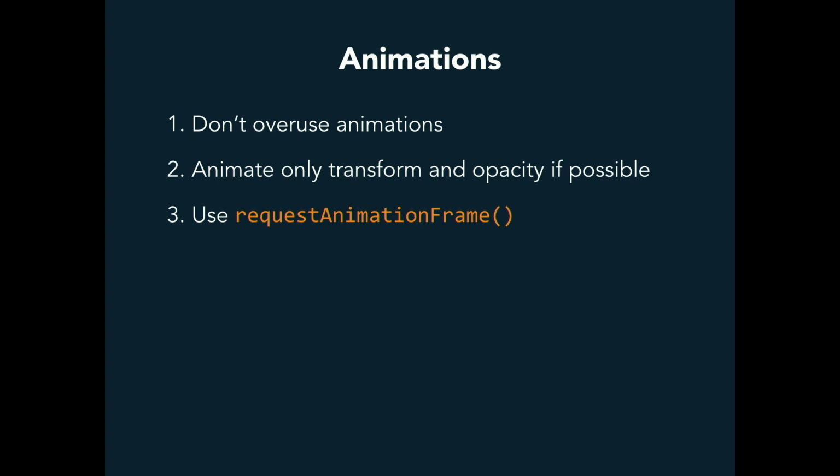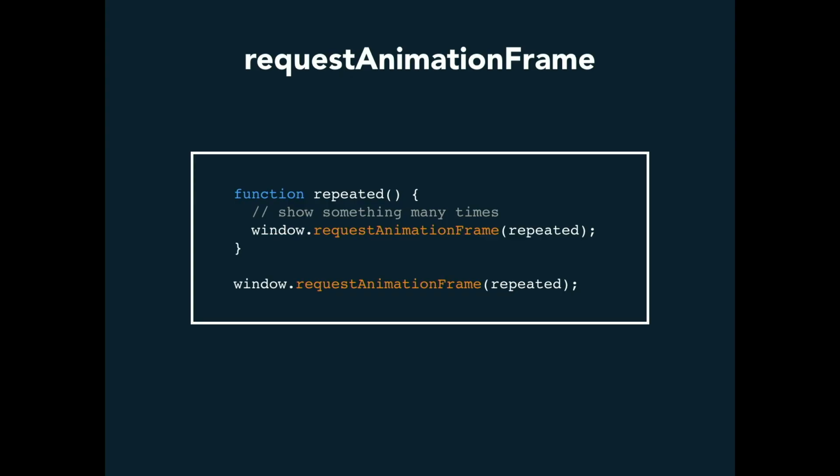You should also animate only transforms and opacity if possible, because of the use of the GPU at the compositing stage. Also, you should use requestAnimationFrame if you're going to animate things with JavaScript. It's a good thing to do. To use it, you just need to call it recursively from inside a function, and then, of course, for the first time, also use requestAnimationFrame to invoke the function.